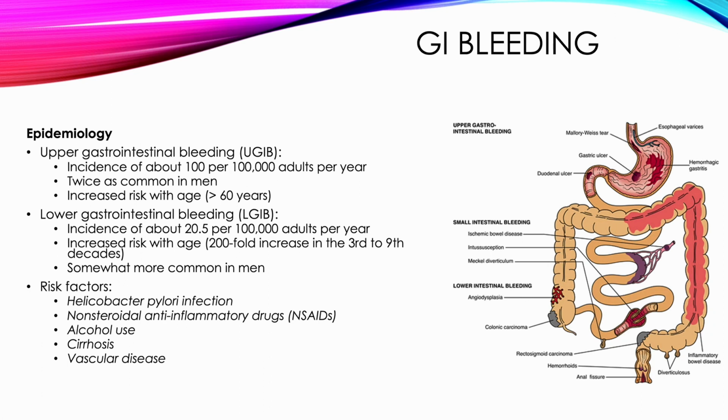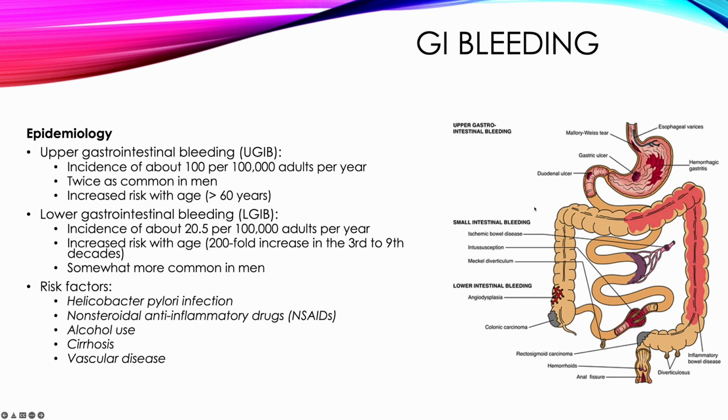So alcohol is a multifactorial risk factor. Cirrhosis, that's where alcohol leads you to, if you drink enough of it. Cirrhosis is going to put us at higher risk for varicosities, so esophageal varices and gastropathies, and so that is another risk factor. And then we have vascular disease. Vascular disease can cause things like ischemic bowel, and that can also cause GI bleeding.